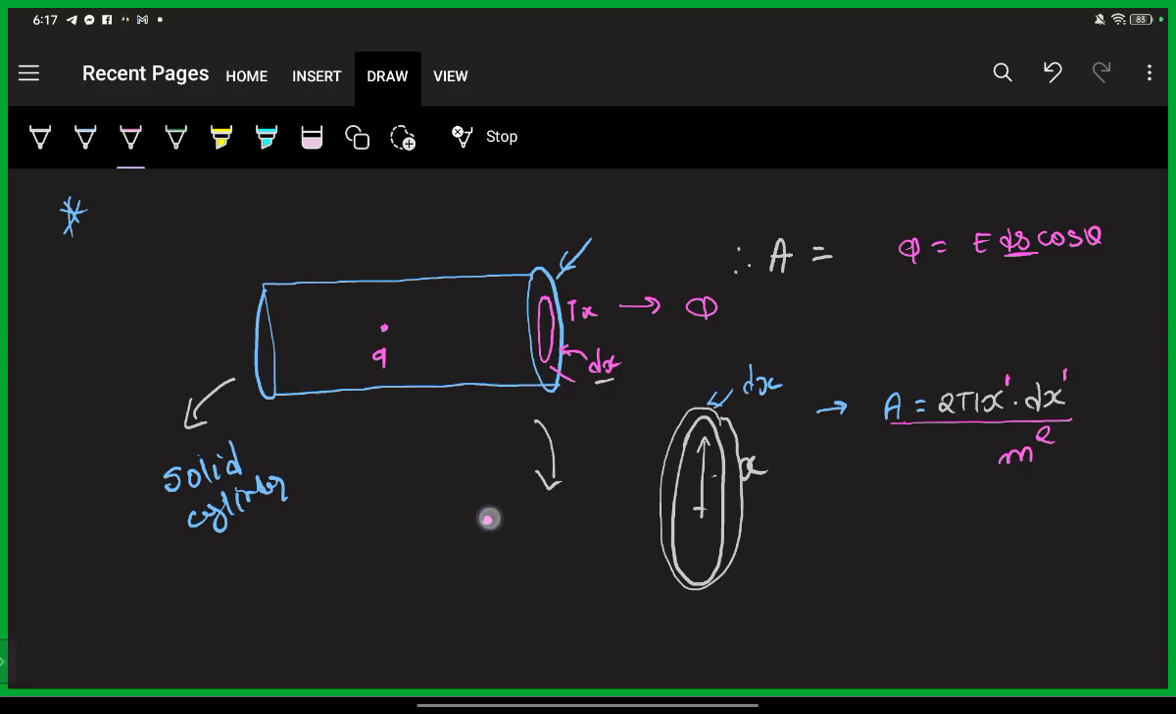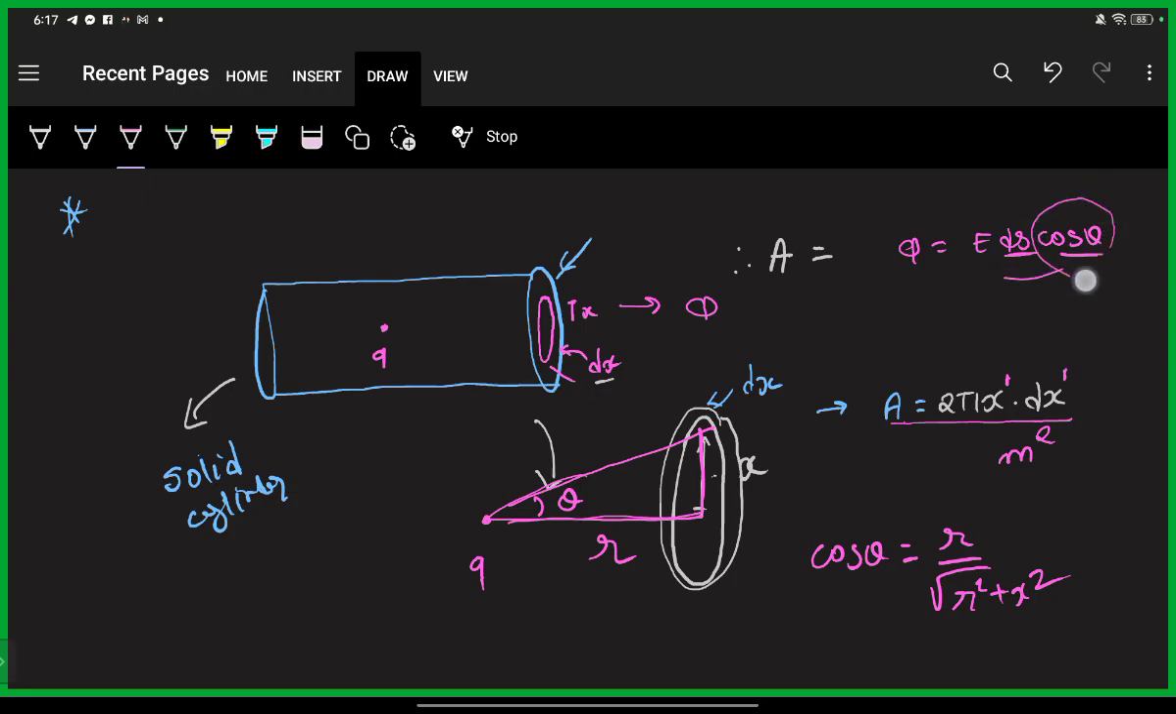Because there is this charge, at let's say r distance, making an angle theta, eventually you are going to write this cos theta in r and x form. In this triangle, cos theta will be r upon under root r square plus x square. That's how you can transform this equation, which was given in terms of theta, into the distance. Also you can write this area in terms of x, so that you can integrate it. Are you getting my point?